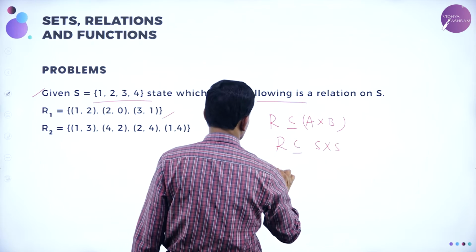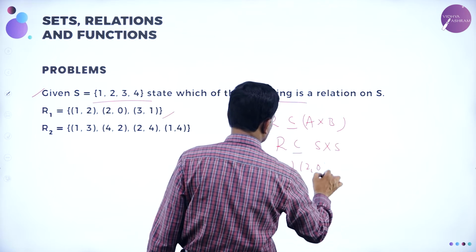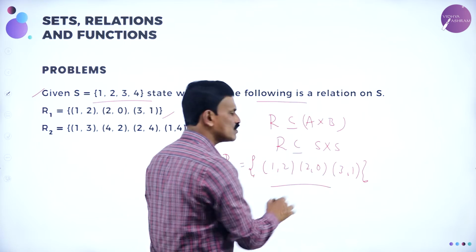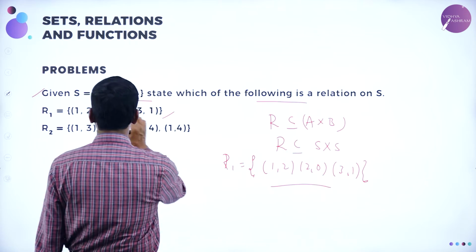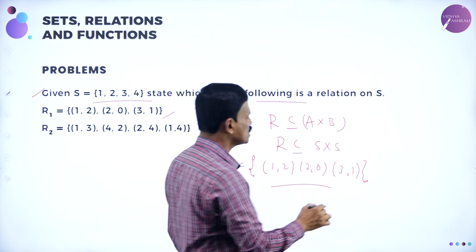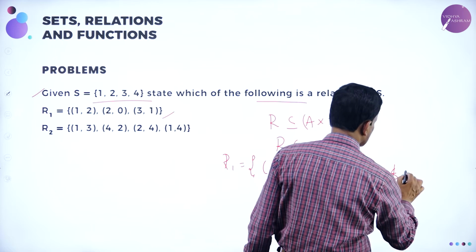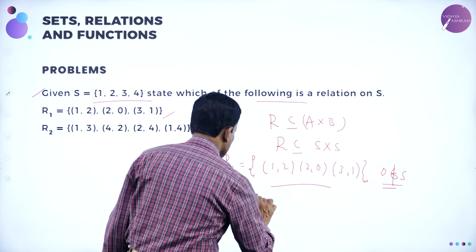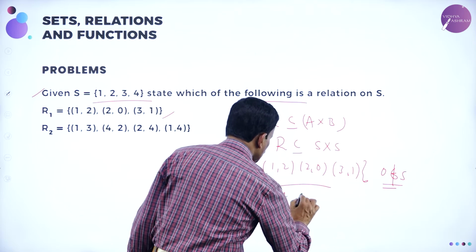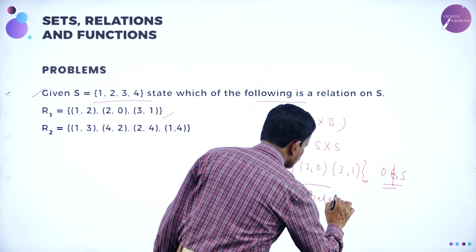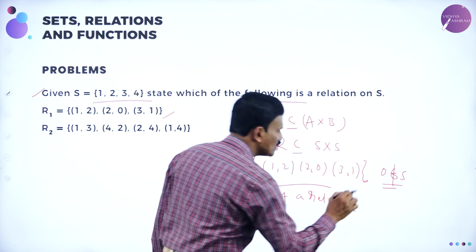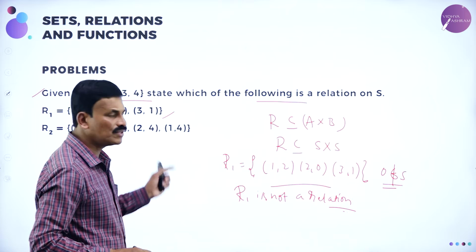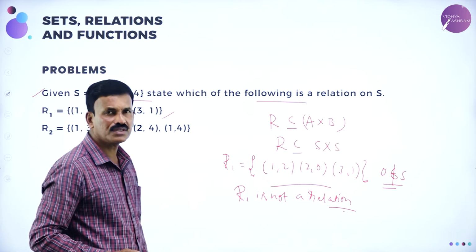Here, R1 is equal to {(1, 2), (2, 0), (3, 1)}. Since 0 is not in the set S, S contains only 1, 2, 3, 4, 0 does not belong to the given set S. So therefore, R1 is not a relation. This is not a relation because 0 is an entry here, but 0 is not included in S.